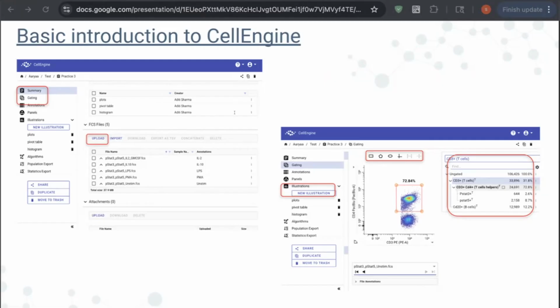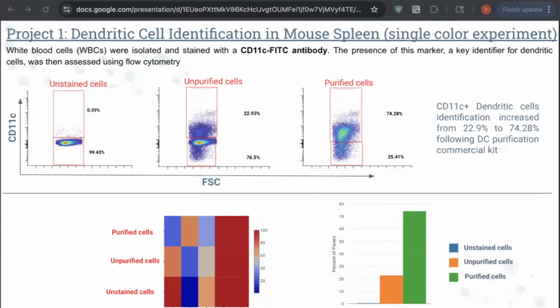This allows you to progressively narrow down your focus, moving from a broad population to a very specific cell subset. With your gates and hierarchy established, you can then proceed to the illustration section. These illustrations are essential for interpreting your findings and presenting your results.